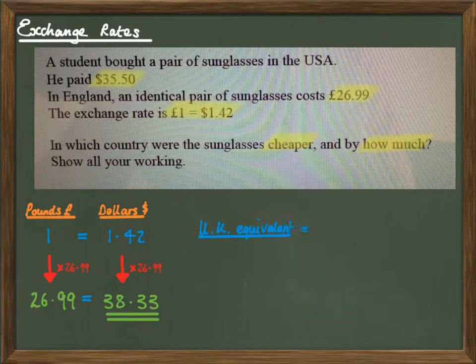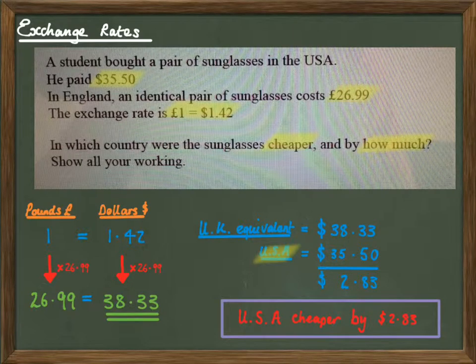So UK equivalent equals 38.33, and in the US then it costs 35.50, which it also told me, okay? So looking at this, well, which one's more expensive? The UK is more expensive, so I can conclude that the USA is the cheaper option. That's the first part, and by how much? Well, it's the difference between the two. So if I do the big one, take away the small one, I get $2.83, and then all I'm going to write underneath is just a little sentence, USA cheaper by $2.83, okay?